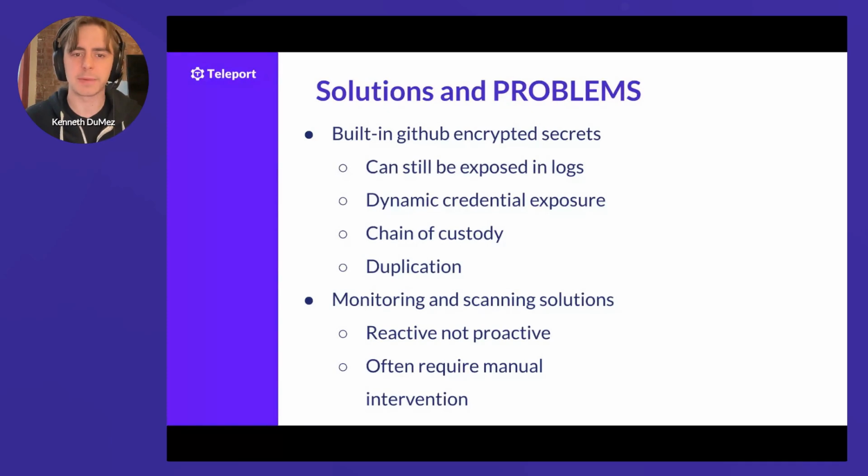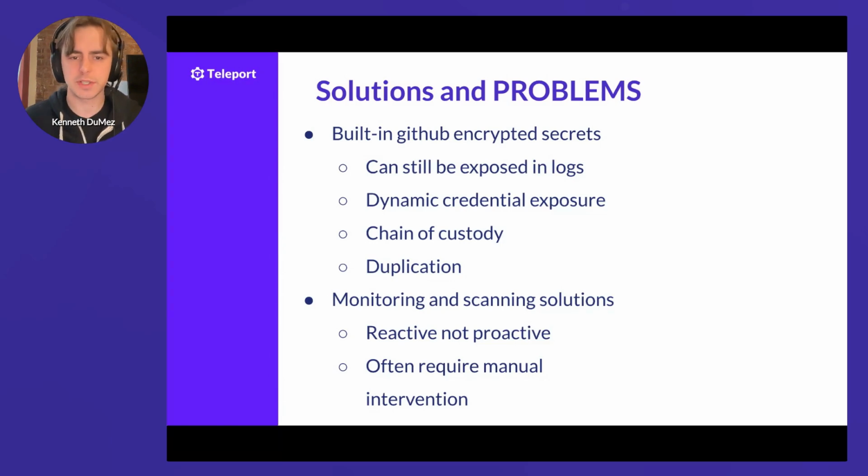Another problem is dynamic access. For example, say you were using a private key to generate a signed JWT to access a web API. Unless you register that JWT as a secret in GitHub, it won't be redacted and can be exposed.